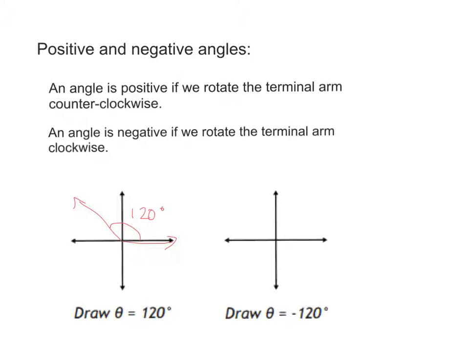If we wanted to do negative 120 degrees, the initial arm is still the same, but we're going to go clockwise instead of counterclockwise, so it's going to be down here. There's negative 120 degrees.